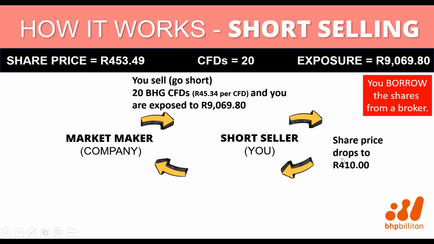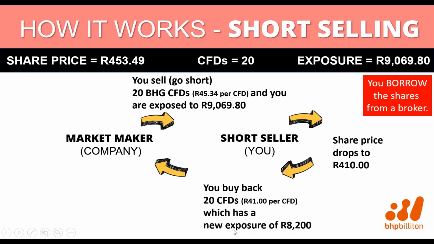Then the share price drops. So you sold or went short at 453 Rand and 49 cents. The share price drops to 410 Rand. And that's where you buy back the 20 CFDs at 41 Rand per CFD this time. So it's less, which has a new exposure of 8,200 Rand.